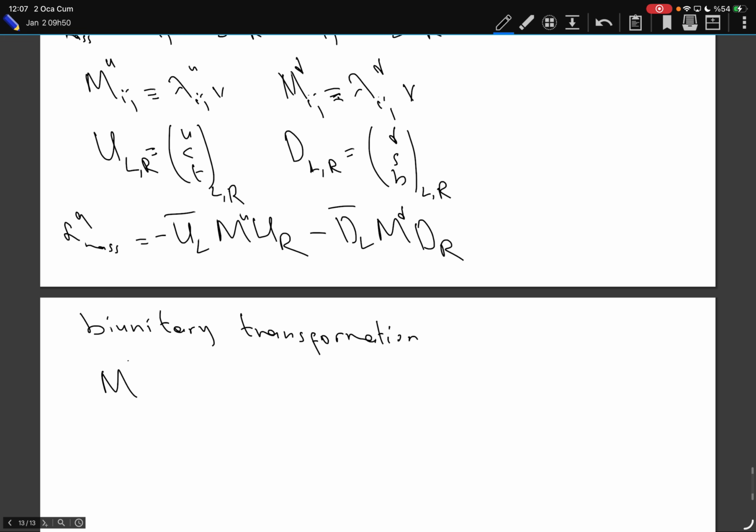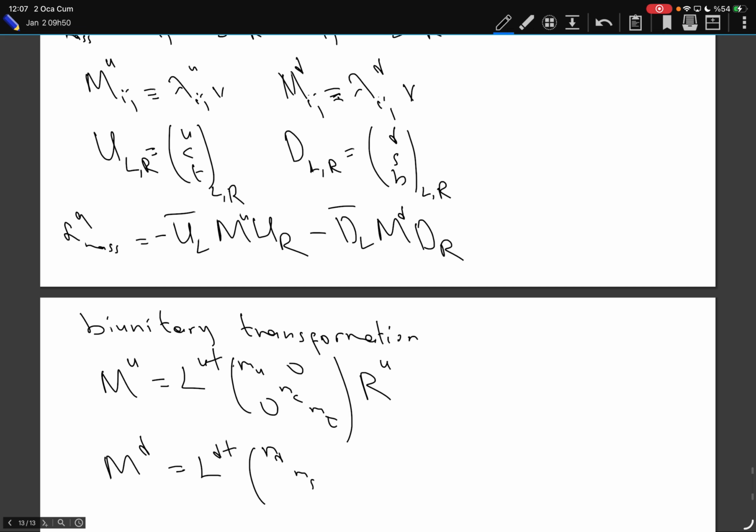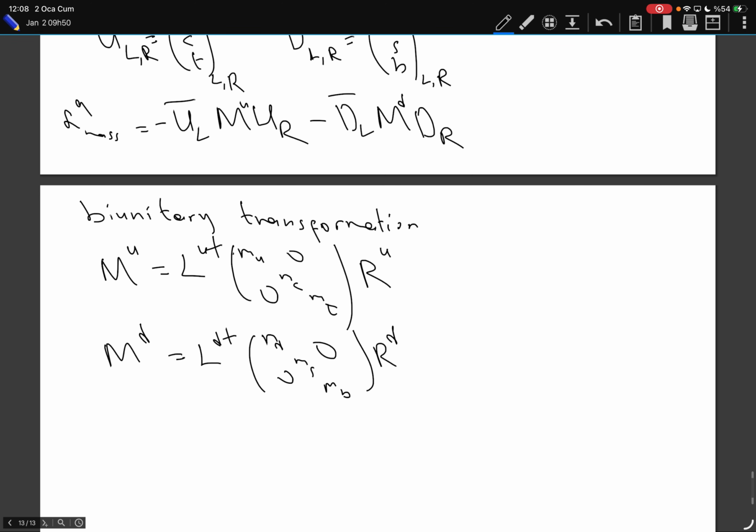I can write M_U as L_U times diag(m_u, m_c, m_t) times R_U dagger, and M_D similarly as L_D times diag(m_d, m_s, m_b) times R_D dagger. There's always this so-called biunitary transformation. If you have an arbitrary matrix, you can diagonalize it by this biunitary transformation.